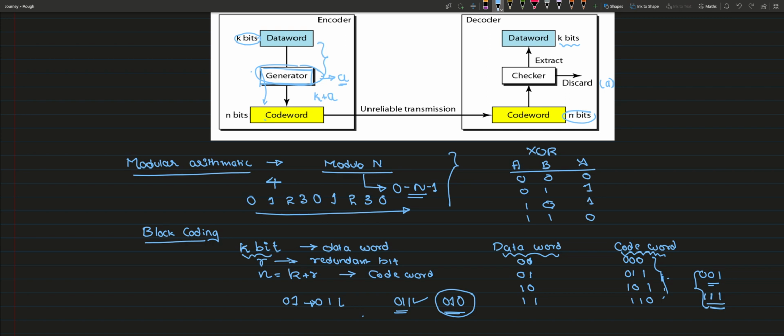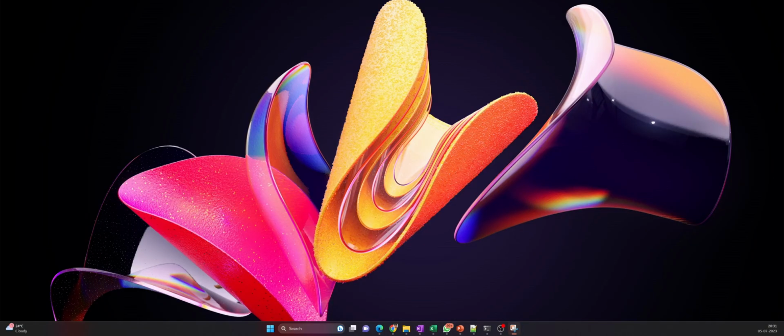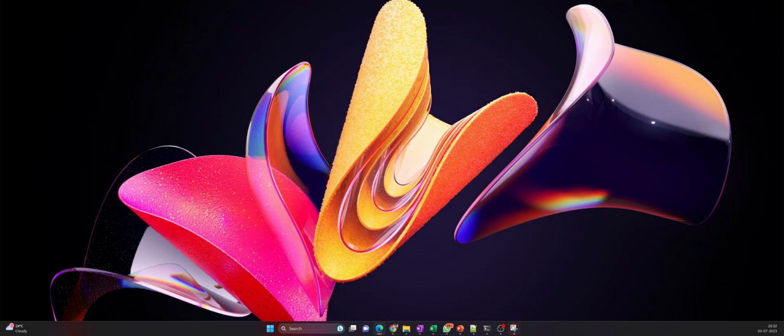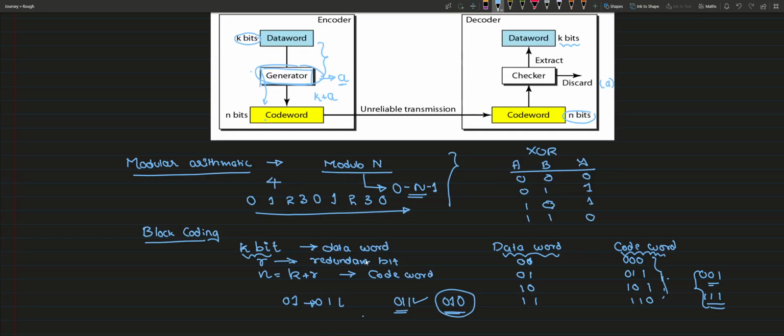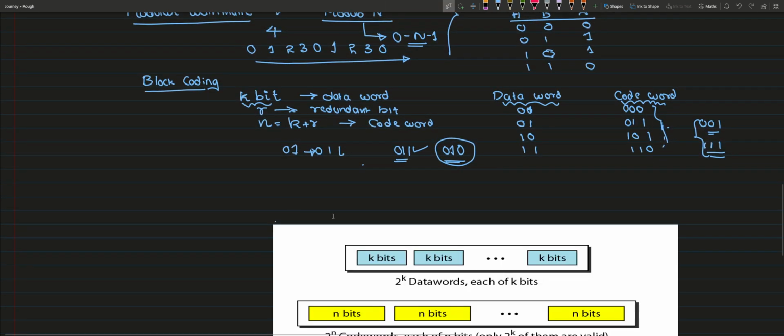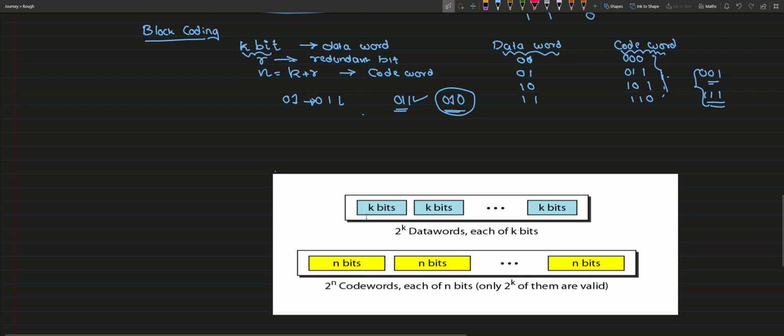One thing you should remember, from this table itself we can make out that statement. Even though you have data words, if it is k bits input, you can have 2 to the power k different data words, correct?